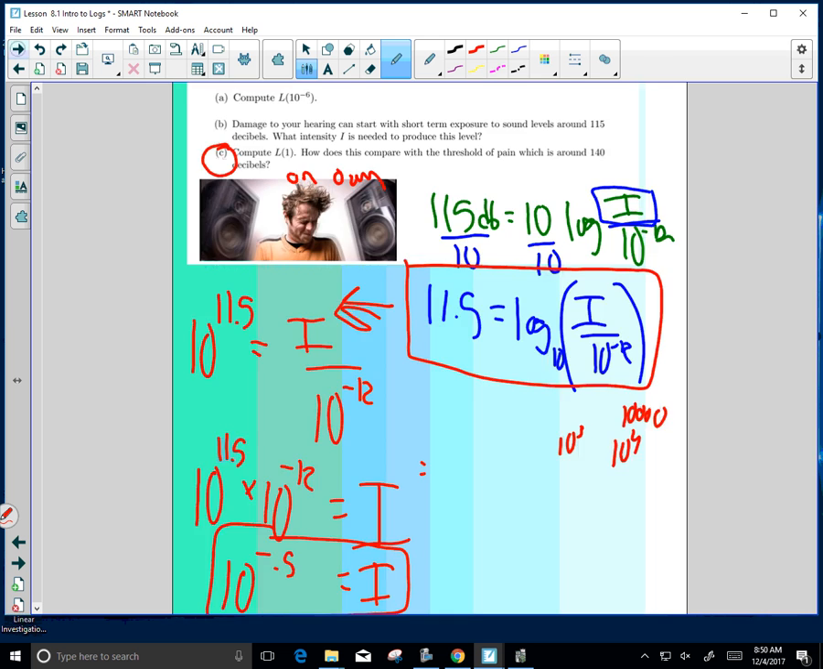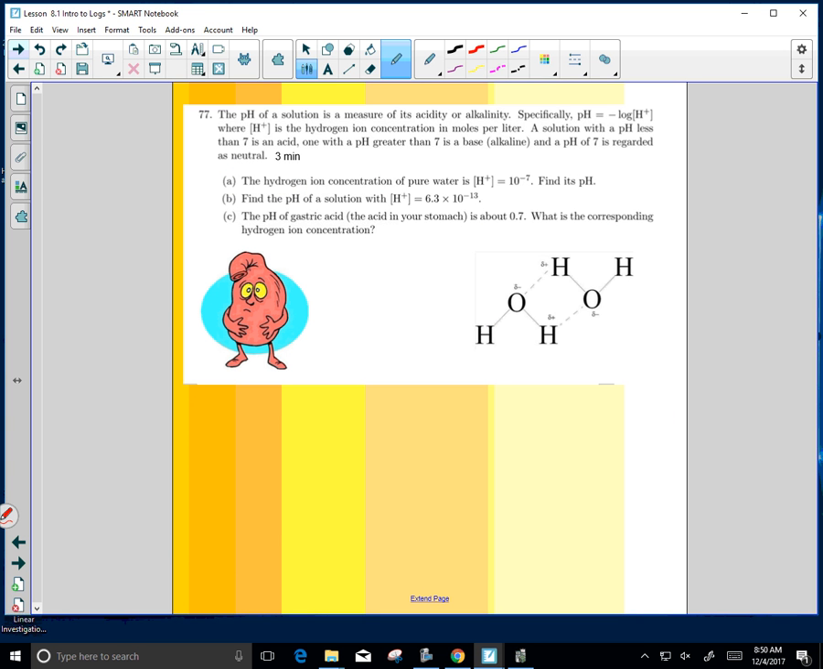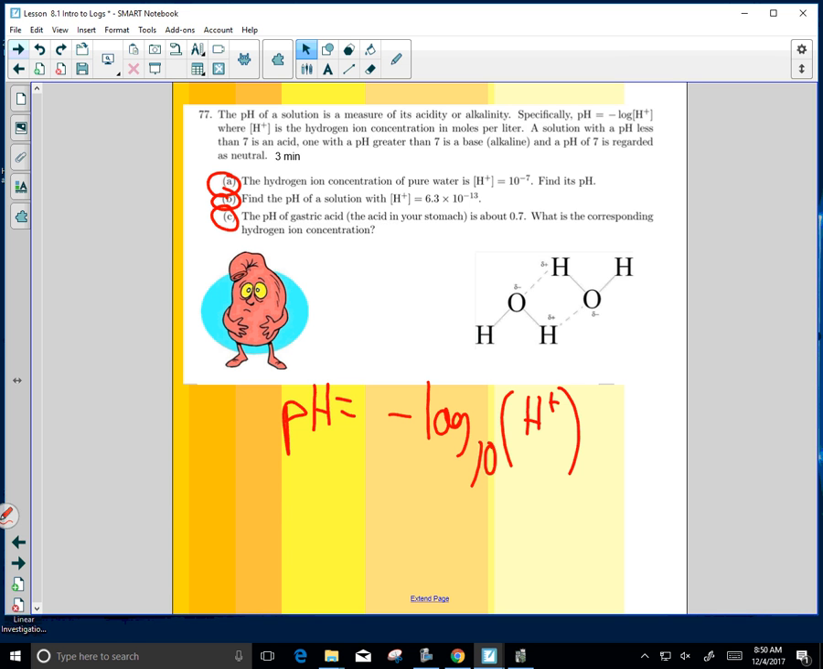Okay? So maybe we should have you start this one. The pH of a solution is a measure of acidity. The formula is pH equals negative log. When you don't see a base, what is it when you see log? Base 10. There you go. And then you put in the hydrogen ion concentration for this. So using this formula, see if you can answer these A, B, C, and that's your homework for tomorrow.